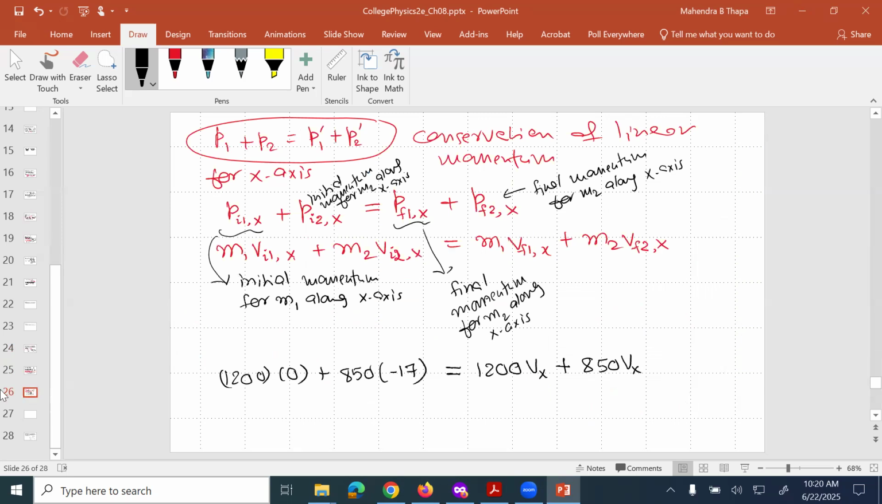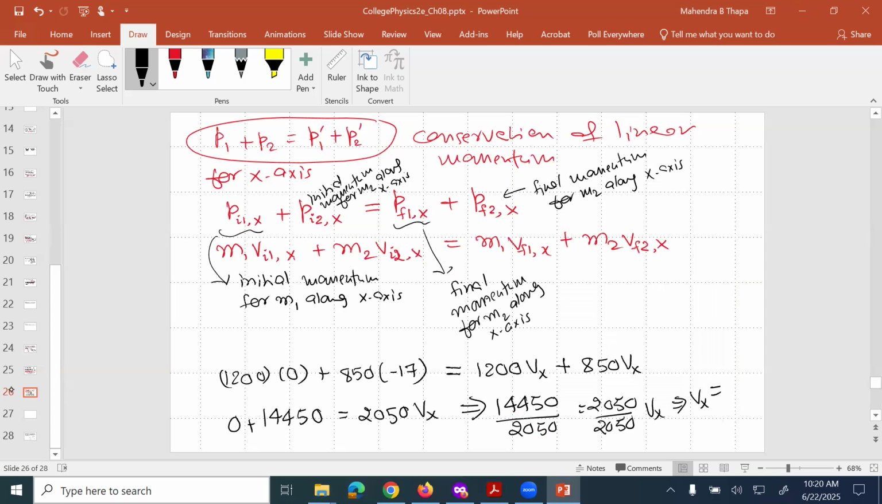So we can simplify further. This gives us negative 14450 equals 2050 px. Further simplification: I need to divide both sides by 2050. That gives me px equals negative 7.05 meters per second. So we found the x component of both masses after they collide.